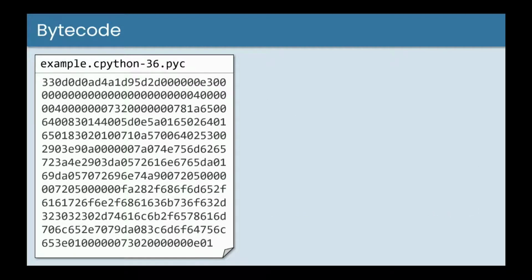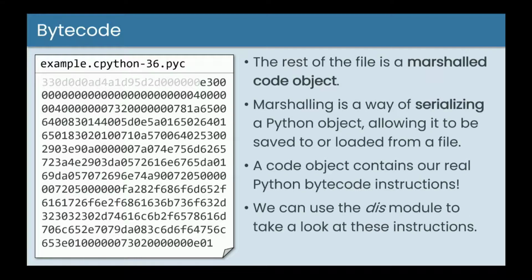Now, what about the rest of the file? The rest of it is called a marshaled code object. Marshalling is a way in Python that you can serialize an object, which effectively means converting it to a series of bytes, usually so that you can save it to a file or load it from a file, sometimes also so you can transmit it over a network. You can marshal any Python object: a dictionary, a list, an instance of a class. Most things can just be marshaled and saved and loaded.